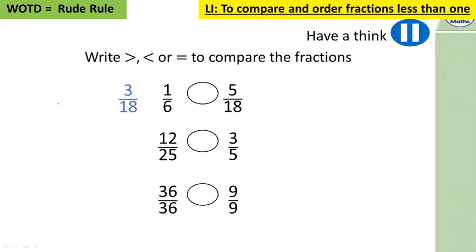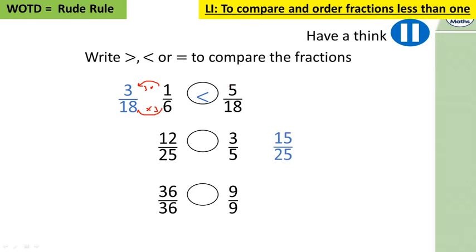Okay, number 1, if you convert 6ths into 18ths, you multiply by 3. Let's just see if the video does it. No, it doesn't. 6 multiplied by 3 is 18. What we do to the bottom, you do to the top. 1 multiplied by 3 is 3. So you're comparing 3/18 to 5/18. And 5/18 is bigger than 3/18.